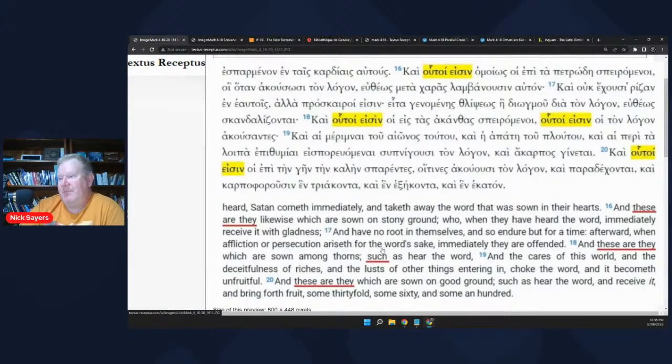I think "such as hear the word" makes it very clear. It's pointing back to these words, "these are they," where this one, "these are they," is pointing forward to these other ones: the ones who hear the word, receive it, and bring forth, some 30, some 60, some 100. So hopefully that helps you.